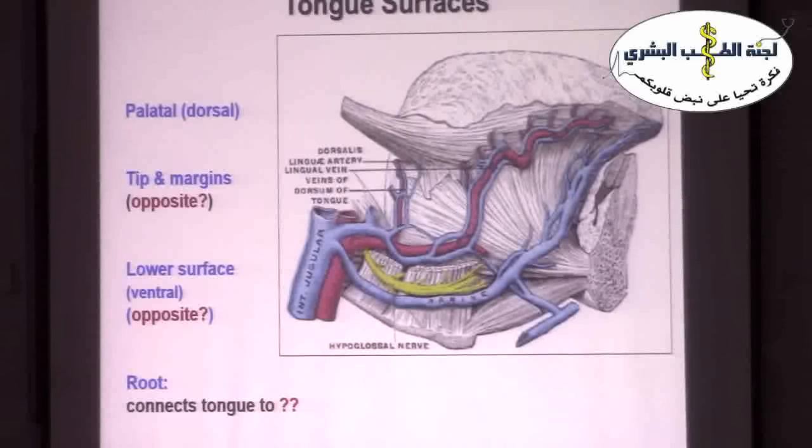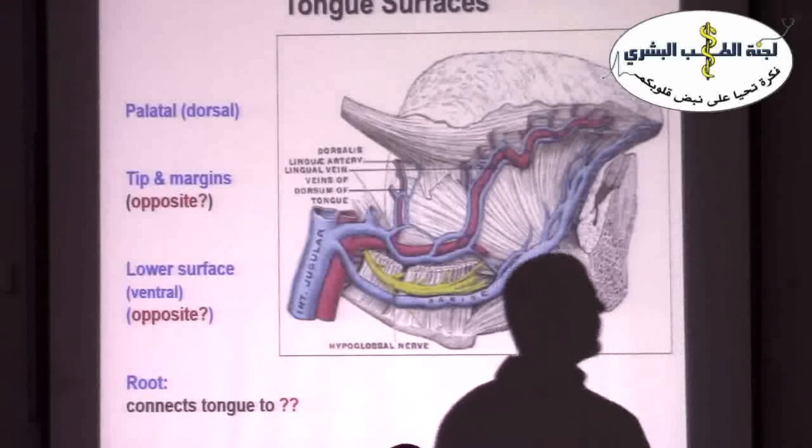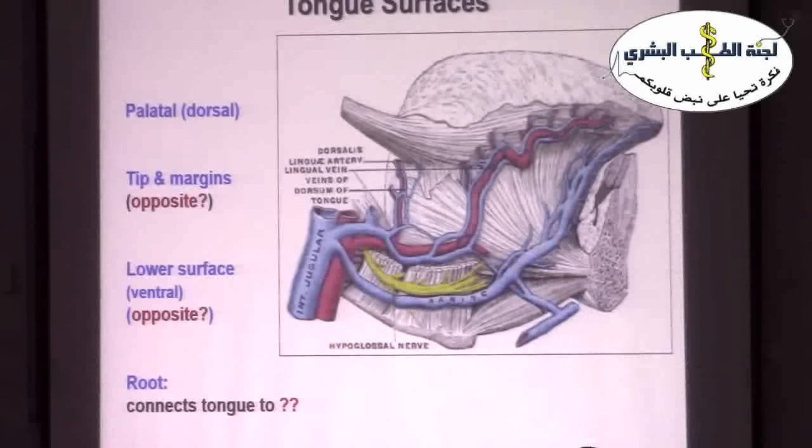And one of the most important areas of the tongue is the root of the tongue. This is very important because you remember we said it has skeletal muscles. Skeletal muscles, in order to move the tongue, these muscles must have bony attachment. So the root of the tongue is the bony attachment of the skeletal muscles of the tongue. And this root is the attachment anteriorly to the mandible and posteriorly to what?